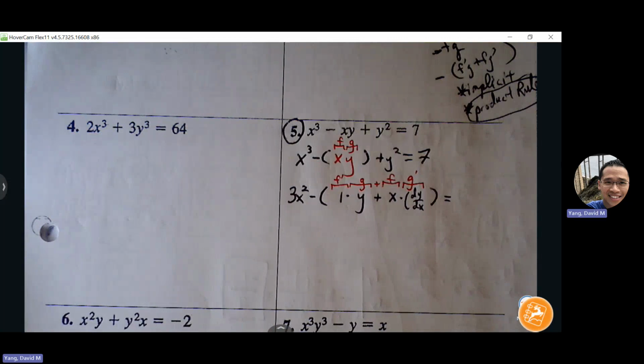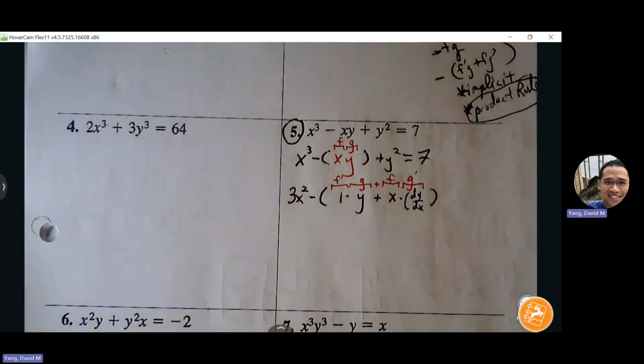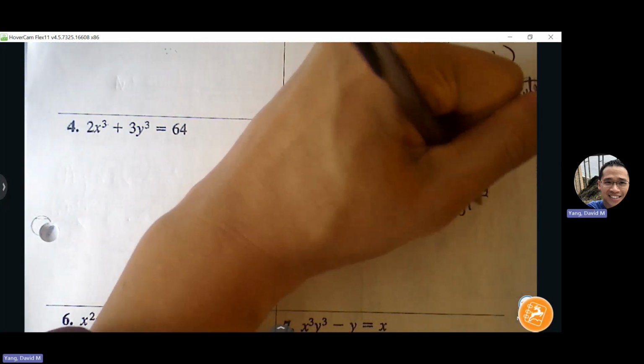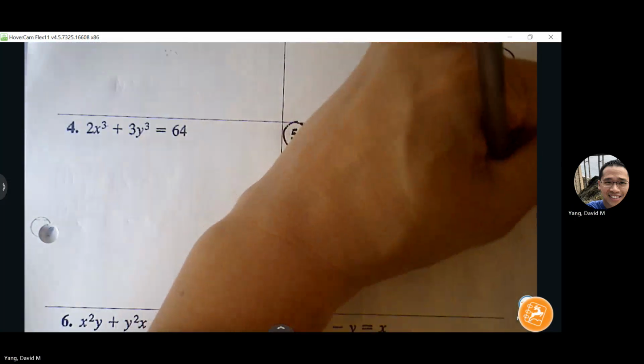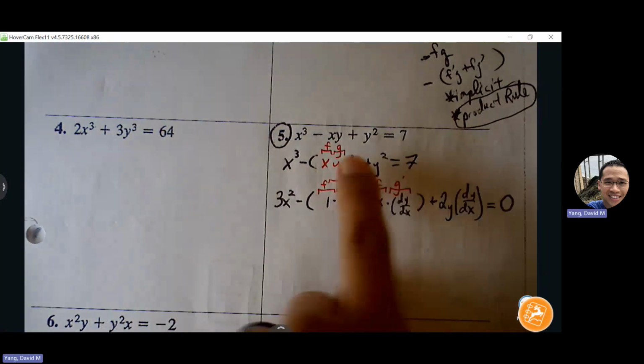Okay, plus y squared, what does y squared become? Good, right, dy dx, right? We have to make sure with the y's, we have to attach that special derivative variable. Equals 0. Good. 7 is also getting impacted. 7 is a constant. It goes to 0.